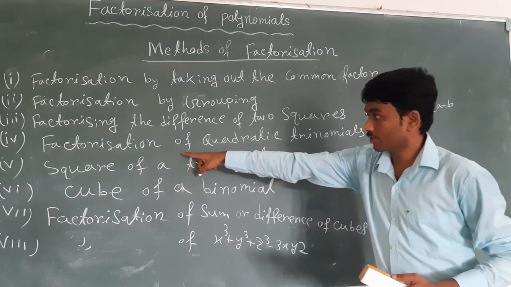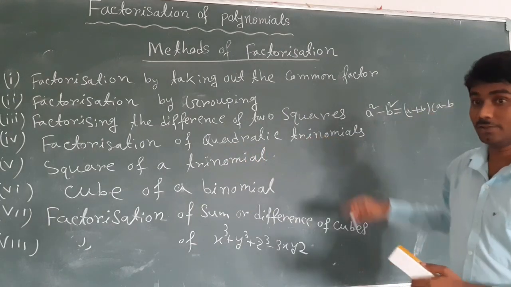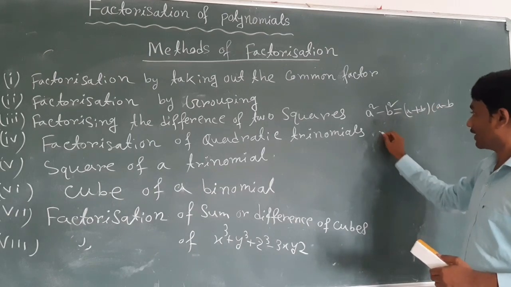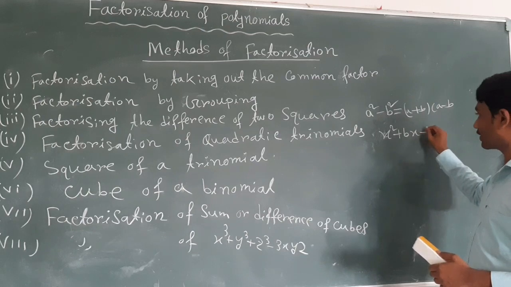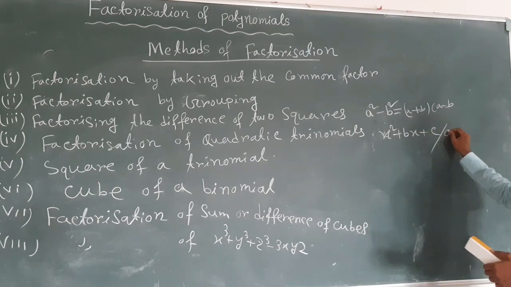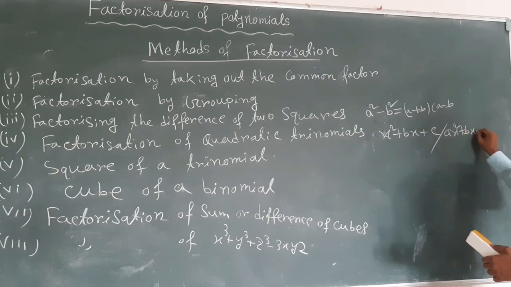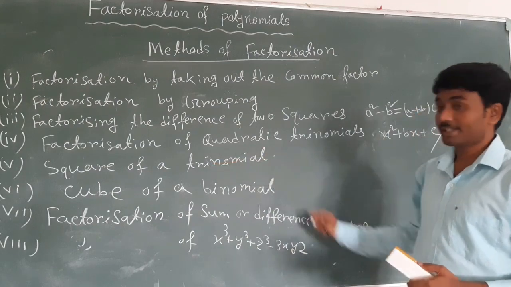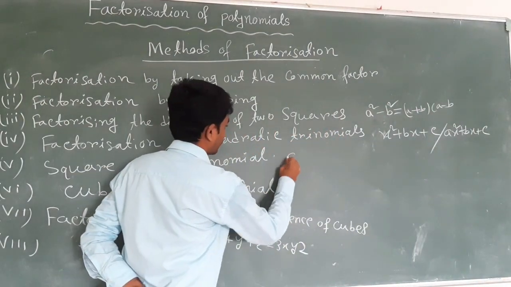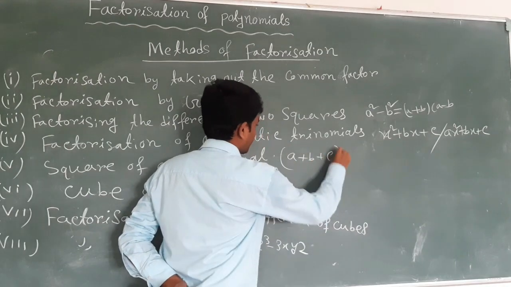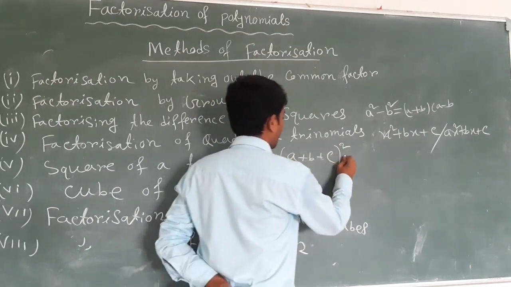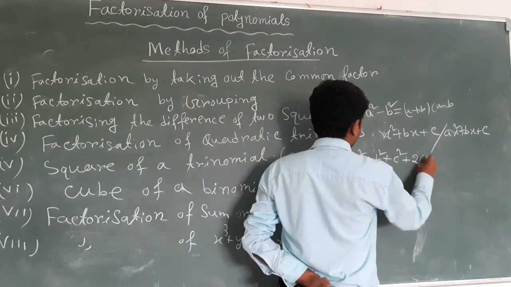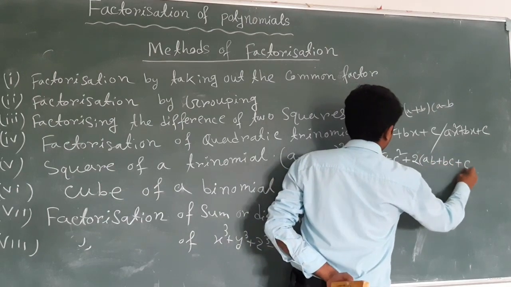Fourth method, factorization of quadratic trinomials. Such types of polynomial will be x square plus bx plus c or ax square plus bx plus c. Fifth method, square of a trinomial. We use the formula: the square of a trinomial a plus b plus c is equal to a square plus b square plus c square plus 2 into ab plus bc plus ca.